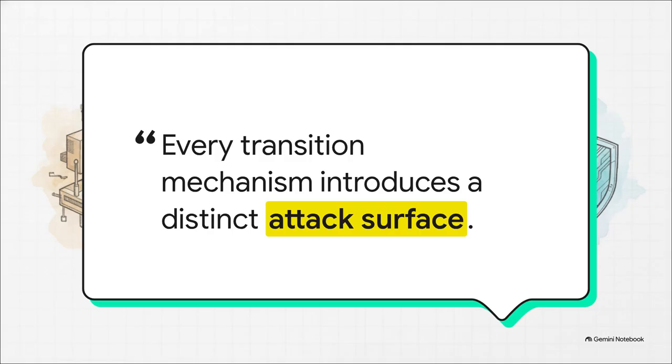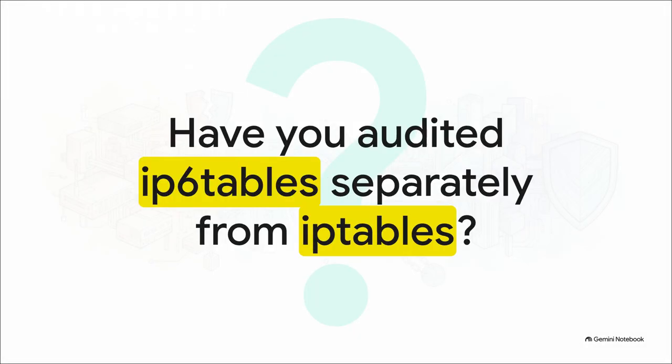Every transition mechanism introduces a distinct attack surface. Tunnels bypass perimeter controls. Translators break end-to-end integrity. Dual stack doubles the policy surface. The reality is, there are absolutely no free passes in IPv6 coexistence. So, what does this all mean for you right now? I'm going to leave you with this vital, urgent question. Have you audited your ip6tables entirely separately from your iptables today? Or is your IPv6 backdoor already wide open?